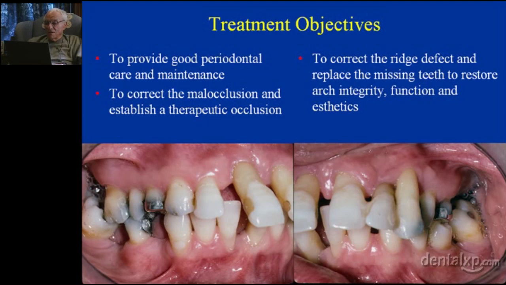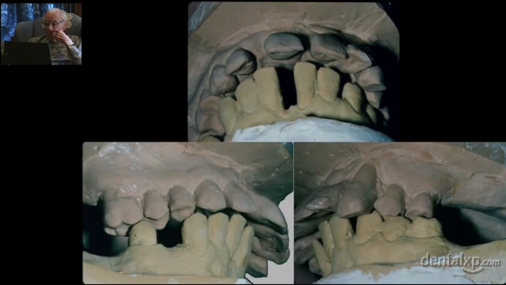We want to provide good periodontal care and maintenance, correct the malocclusion, establish therapeutic occlusion, correct the ridge defect and replace the missing teeth, restore arch integrity, function, and aesthetics. And I might say that our concept of a therapeutic occlusion is one which creates occlusal stability, is self-cleansing, and amenable to ancillary means of home care. Using that as our objective, it takes us away from a lot of various concepts of so-called occlusal therapy.